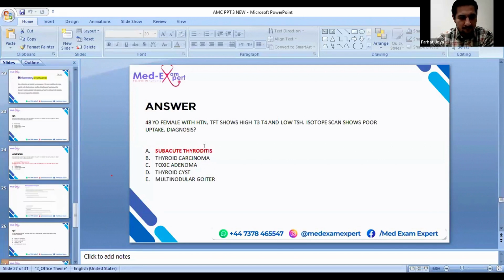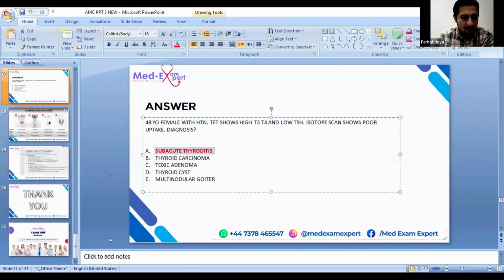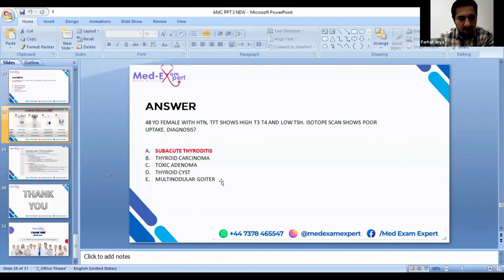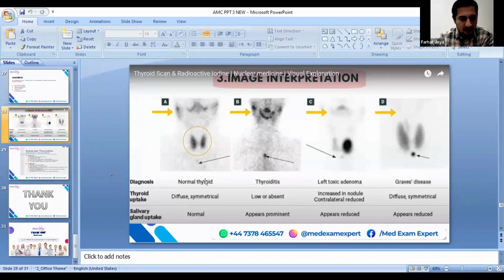Okay. The answer is A. Why is the answer A? Let's see. First of all, this is just information. This is the picture I've put for you guys to learn. As you can see, we have a normal thyroid. That's how it looks for isotope scanning. And we have thyroiditis. Look at here for thyroiditis, low or absent uptake. And that's what was written in the question stem as well.